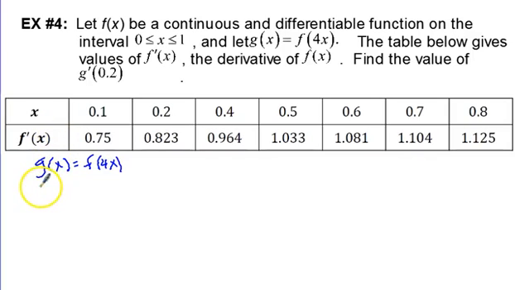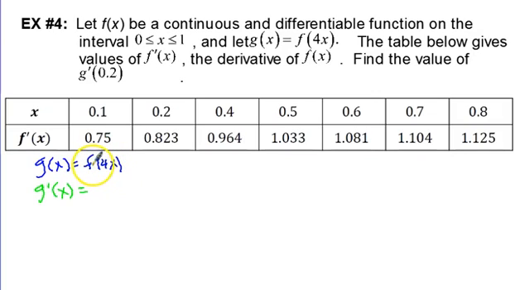And so we take the derivative of this function. So g prime of x is equal to, and you'll notice that even though I don't know what f is, and that's okay, I can still take the derivative of it, it's just going to be f prime. I do have an inside function and an outside function. My inside function is 4x, my outside function is f of u. In this case, my u is 4x.